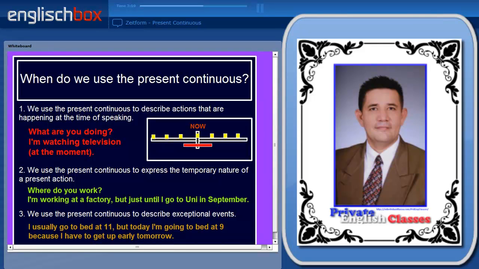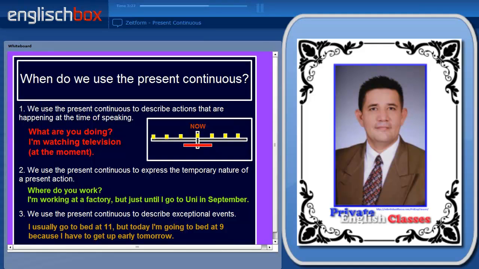So when do we use the present continuous? The first situation, we use the present continuous to describe actions that are happening at the time of speaking. What are you doing? I'm watching television at the moment.